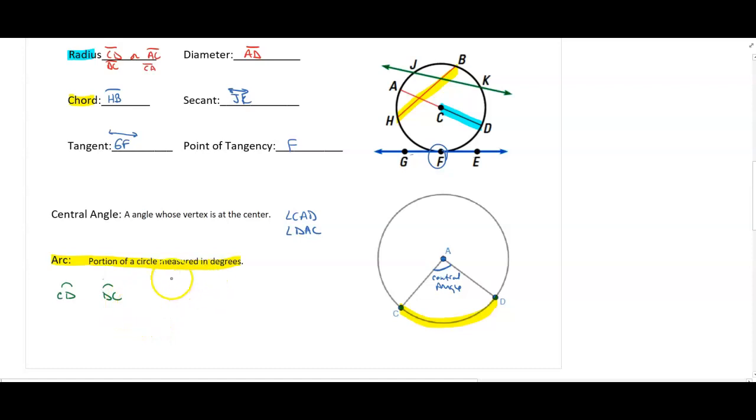Now, one thing you have to know is the measure of the arc is equal to the measure of the central angle. Okay? That's something very important to understand. So if this central angle was 70 degrees, that arc would measure 70 degrees. Okay?